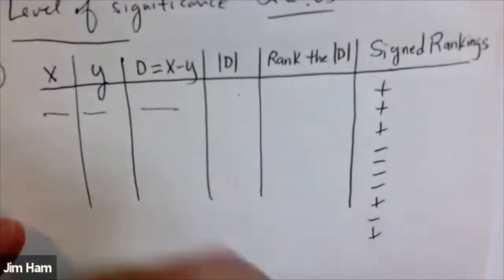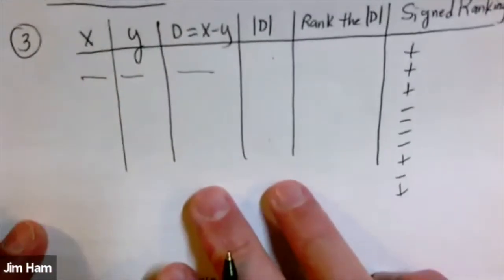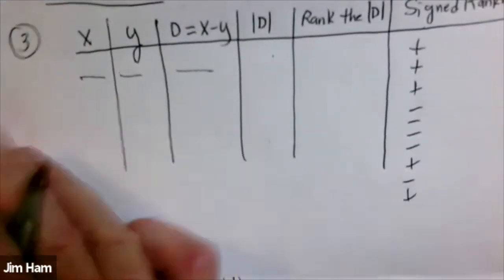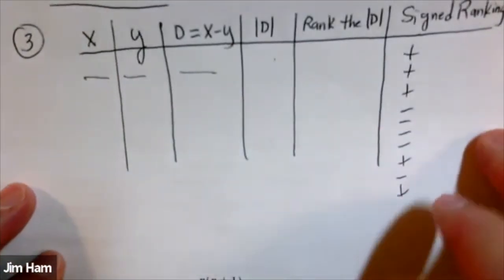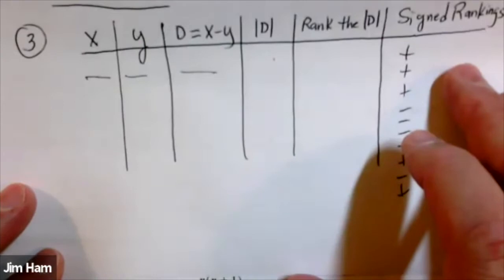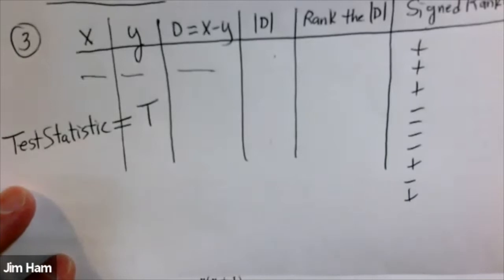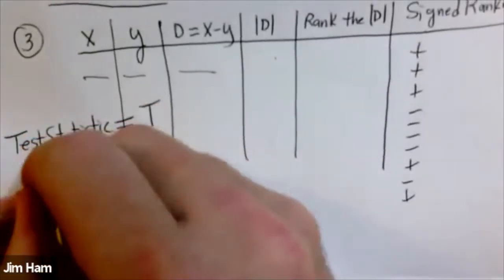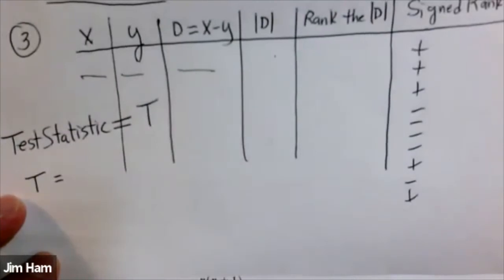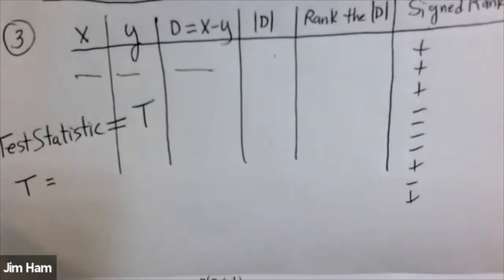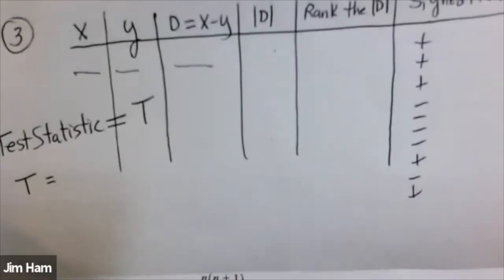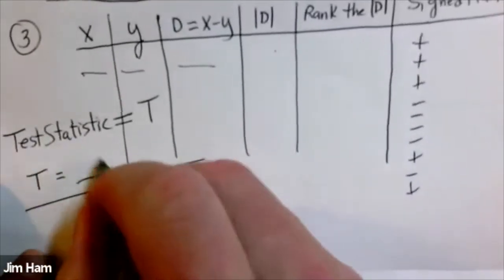Then, what we do in step 3 is calculate the test statistic. So you create this entire table, and then you use this table to calculate the test statistic. T is our test statistic, and T will take on a number that, just like our previous test, depends on whether we're dealing with a one-tailed left, a one-tailed right, or a two-tailed test.